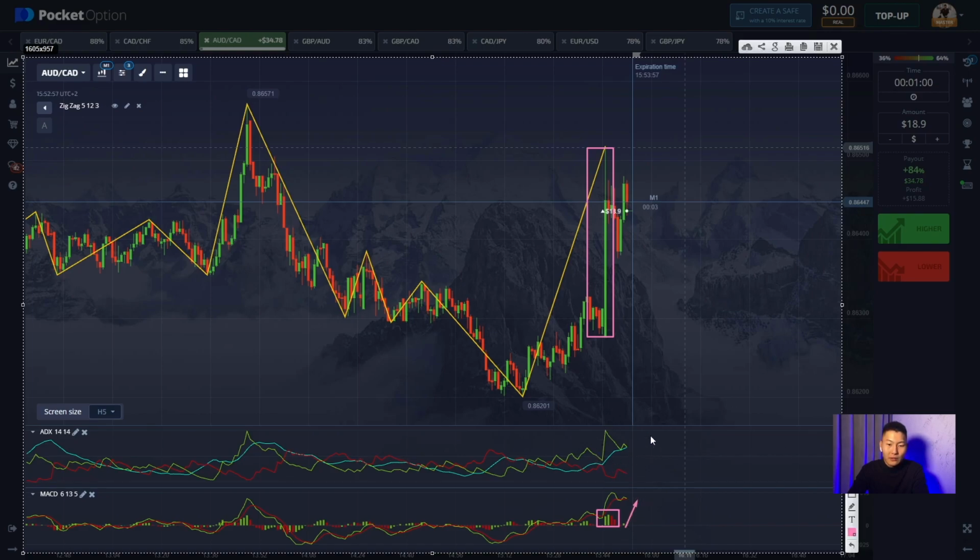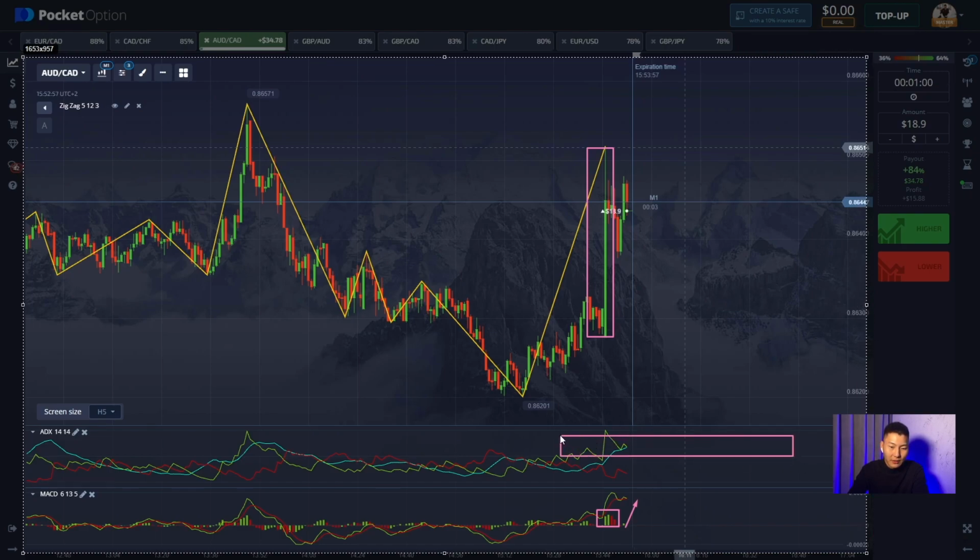It's worth mentioning that the green moving average is at the top and the ADX is near the level 30. And after this correction, we see that the positive dynamics takes over. That's why opening a long is the best option here.